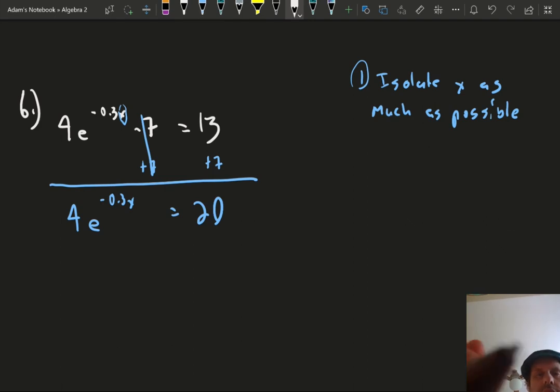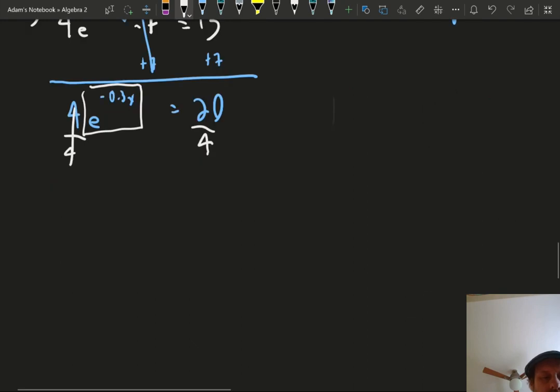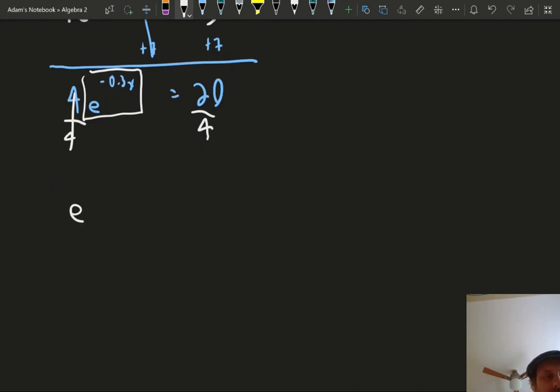All right, and then I still have to solve for x as much as possible. So I want to get rid of that 4. I'm going to divide by 4 on both sides. So that gives me e to the negative 0.3x equals 20 over 4 is, of course, just 5. Okay. All right. So now that the x is isolated as much as possible, it's in the exponent, right?